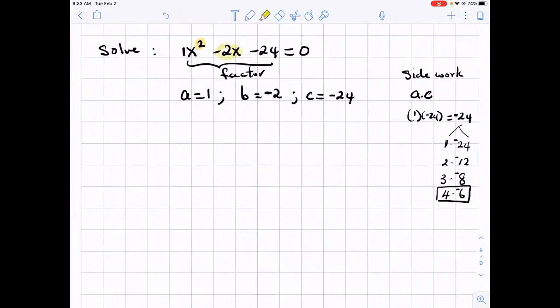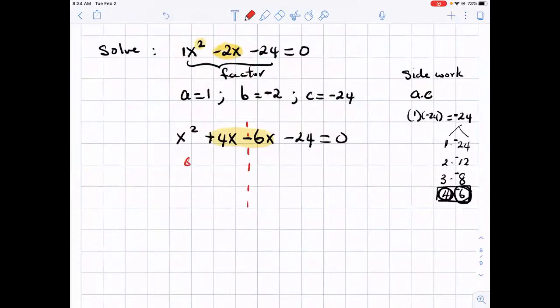So I'm going to replace this middle term. We now have x squared plus 4x minus 6x minus 24 is equal to 0. So what I'm doing is replacing this term with these two here. That's what we did in factor by grouping. And now I perform factor by grouping by splitting the problem in half.